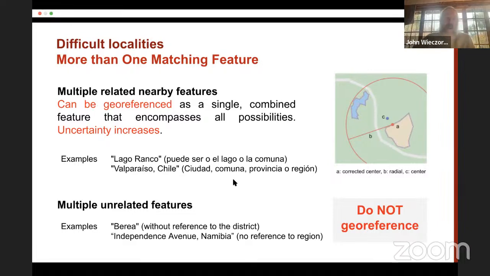The second case is where the features are named the same thing, but there's more than one of them and they're far apart from each other and so on. So, there are two examples below. One is Independence Avenue in Namibia. There are many of them. The same with a place called Berea, without reference to which higher geographic administrative division it's in. It could be one of many, and it could be across the entire distance of a country or even in multiple countries. And this is another case where we don't want to georeference it, but we want to say why in georeference remarks.